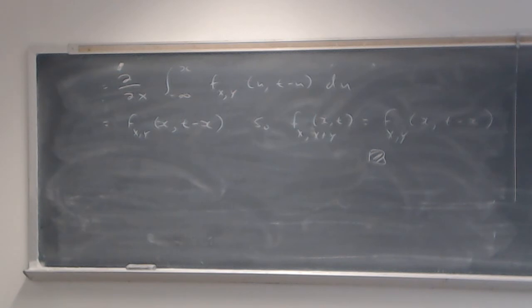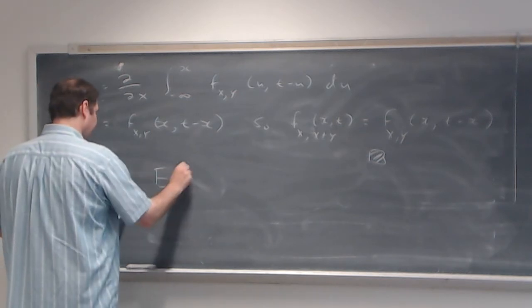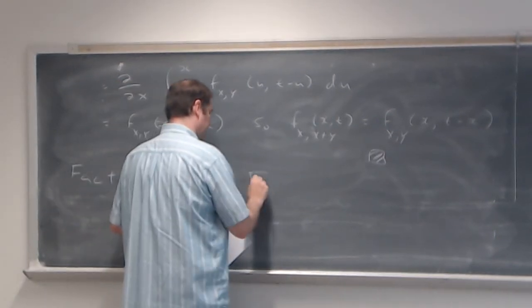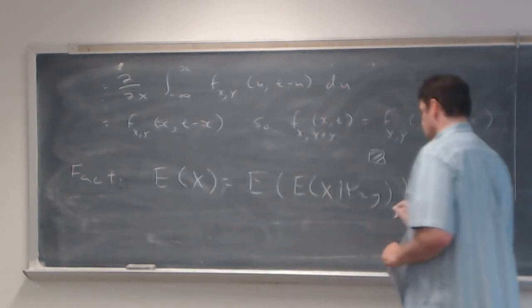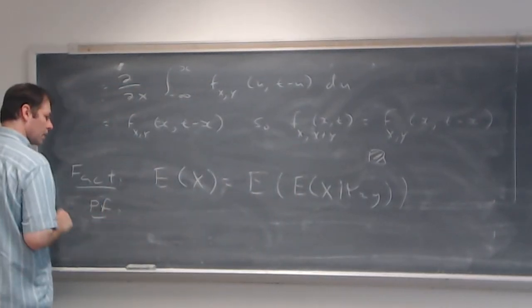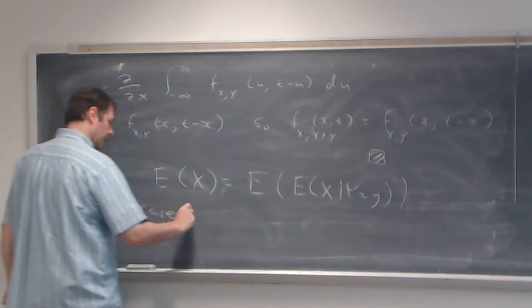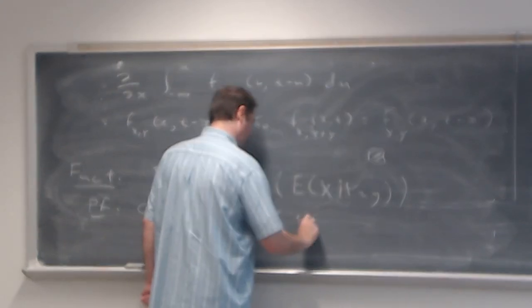Okay. What I'd like to look at now is one fact. I'll prove half of it, and then the other half is very similar. And then we'll look at an example, and that'll be it. So here is a fact: the expected value of x is equal to the expected value of the conditional expectation of x given y equals y. So the proof, we'll do in cases. So case 1, x and y are discrete.